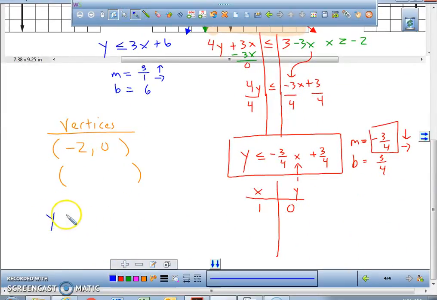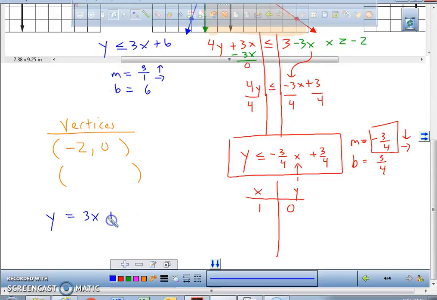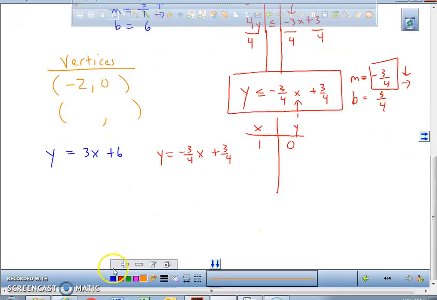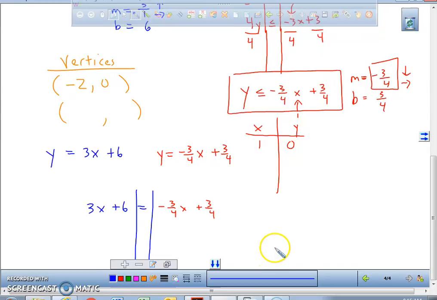We have y, I know it's less than or equal to, but I'm going to put y equals, because we're trying to find a point. y equals 3x plus 6. And then here we have y equals -3/4 x plus 3/4. We're going to find the point of intersection, and we're going to put our answer right in here. If you set them equal to each other, you say 3x plus 6 equals -3/4 x plus 3/4, and we are going to solve for x.